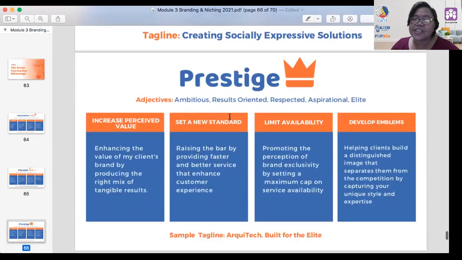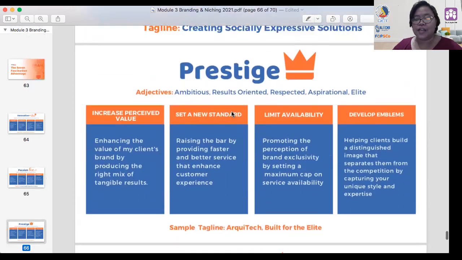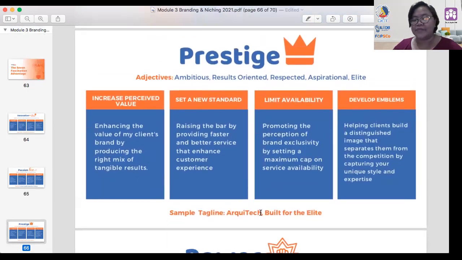For prestige, it's more like ambitious, results oriented, respected, aspirational, and elite. Iba siya. So the sample tagline is architect built for the elite. So ginamit niya talaga yung adjectives, no? So increase perceived value. And then set a new standard. Yun yung guide mo eh. Pag prestige yung ano mo, fascination advantage. Limit availability and develop emblems.